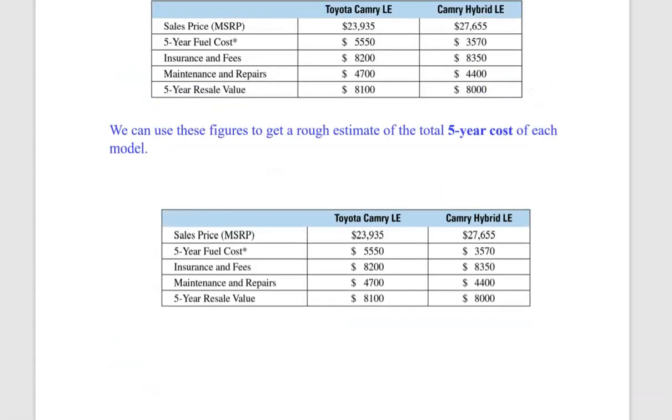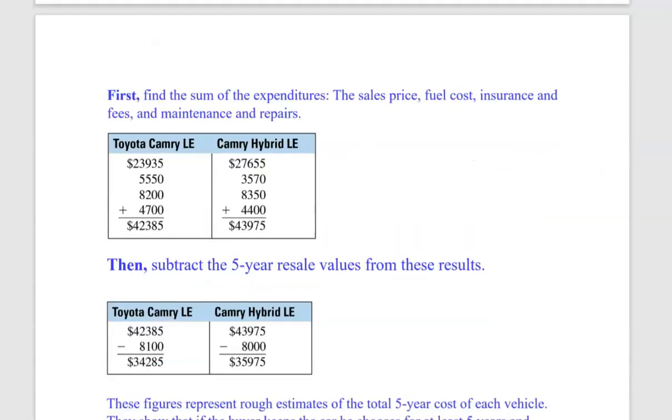So we can use these figures to get a rough estimate of a 5-year total cost. Okay, so basically they've taken the columns and added them up for the Camry and for the hybrid Camry. Then they took the number 42,385, which came from right here, and 43,09,975 that came from right here. It says then subtract the 5-year resale values from the results.